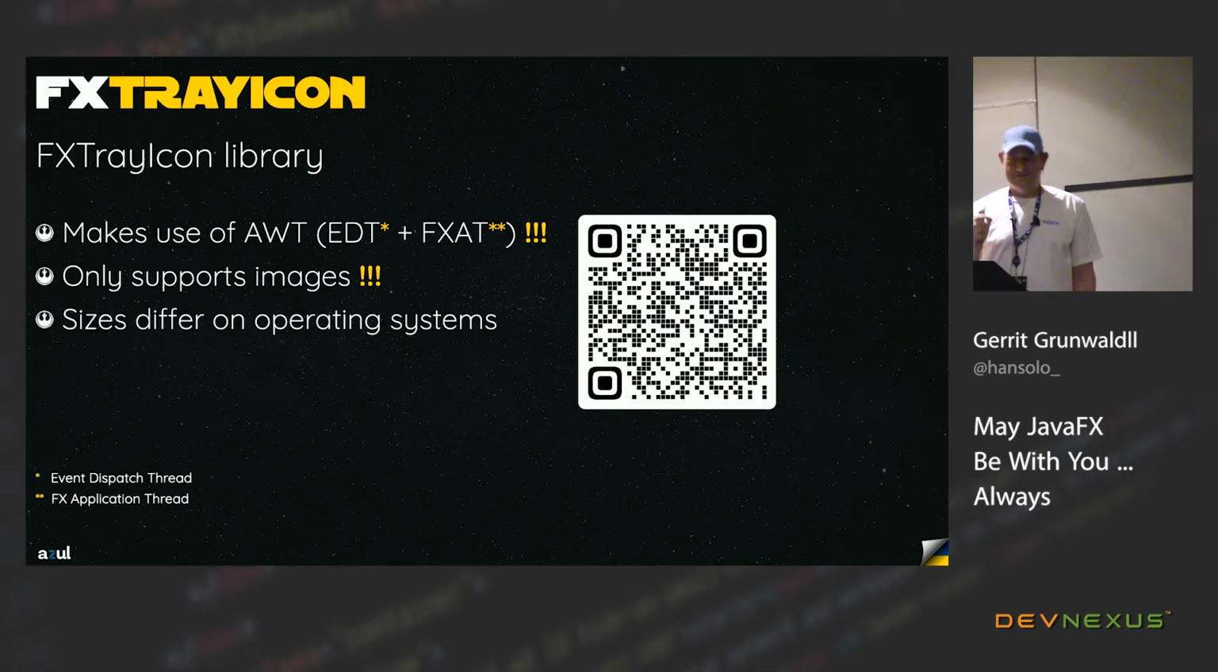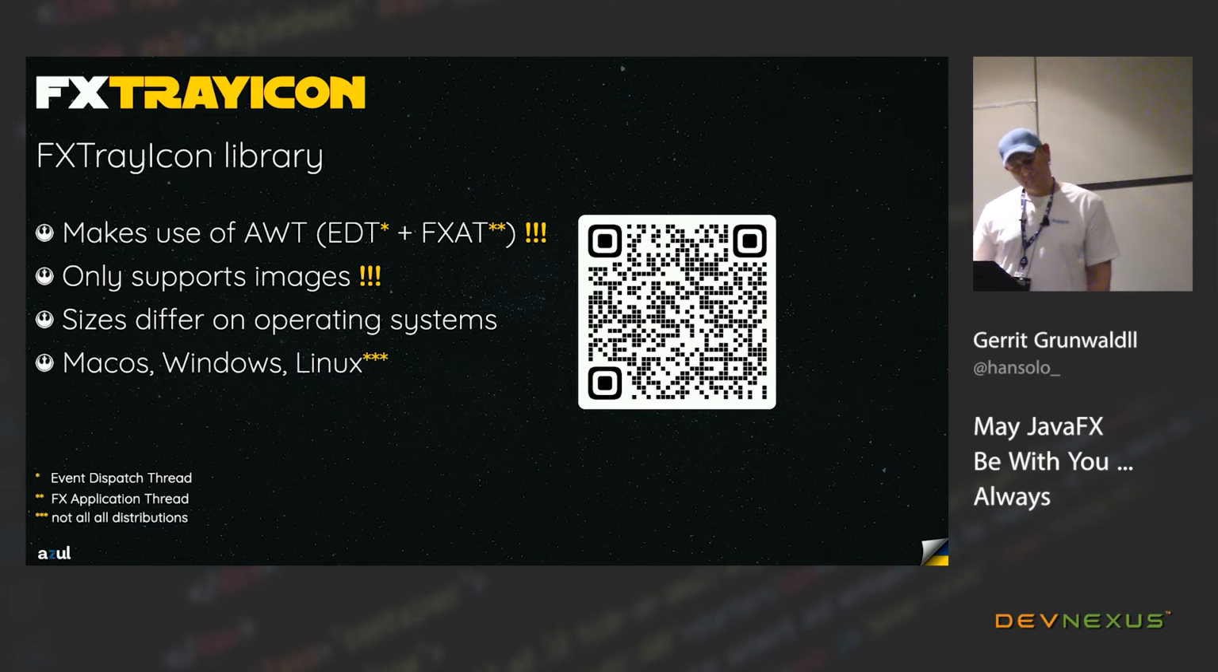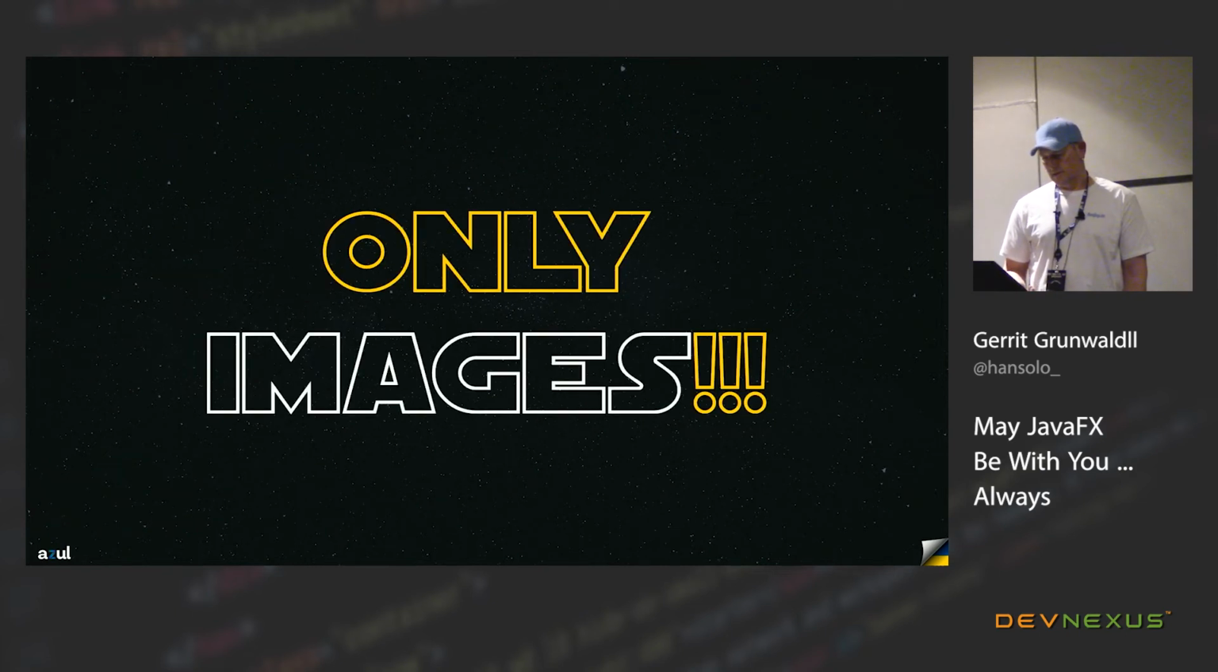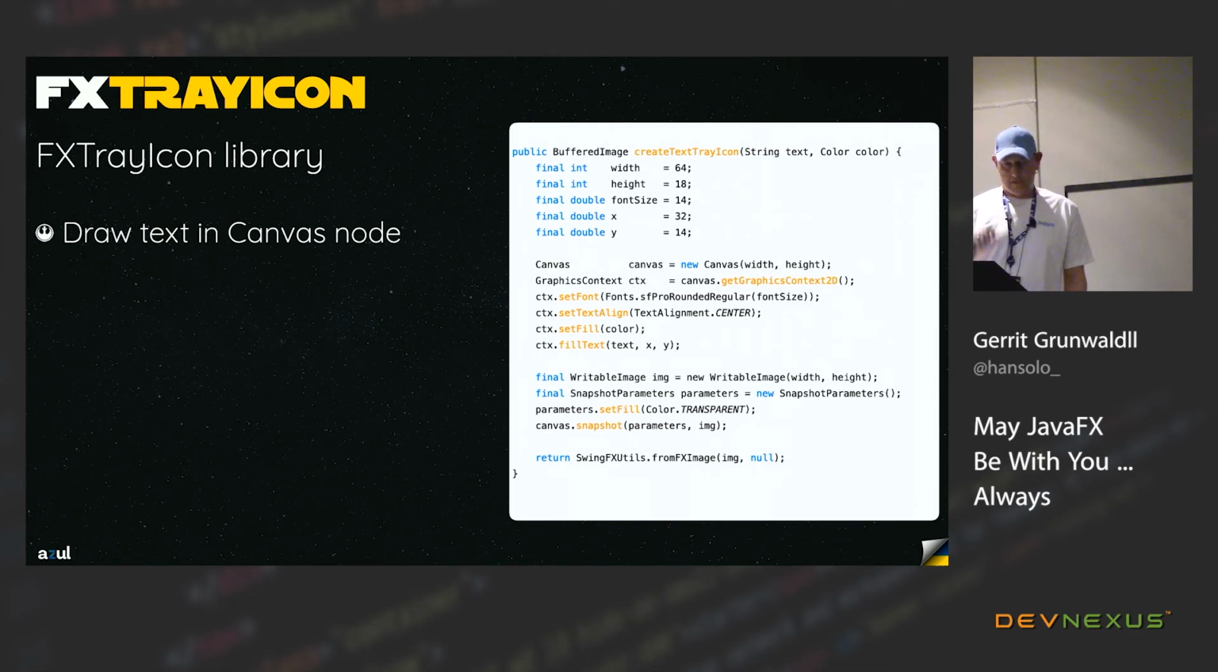And the problem is that Windows has different sizes, macOS has different sizes, and on Linux it only works on several distributions, so it doesn't work on Ubuntu at all, it doesn't show up. That's a little bit of a pain in the butt, but that's how it is. But I was only building this for Mac, so I didn't care. And I said it's only images, so you can already have the idea what I did.